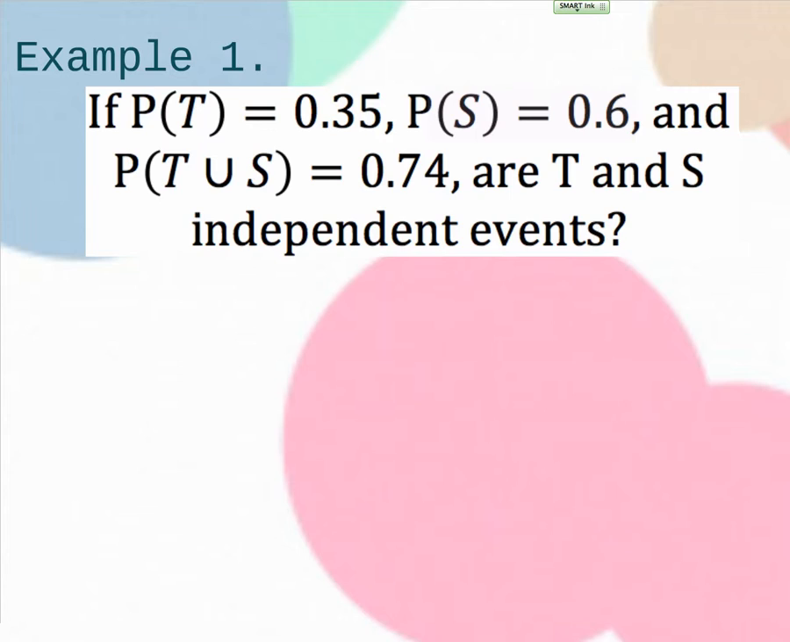So we've got our first example, and personally, this section and last section are not my jam. All of these formulas is kind of like when to use what. I know it's kind of a lot, but we'll work through a few examples today to get more familiar with it. The probability of T happening is 0.35. The probability of S happening is 0.6. And the probability of the union, so remember the union is both parts including the overlap, is 0.74. Are T and S independent events?